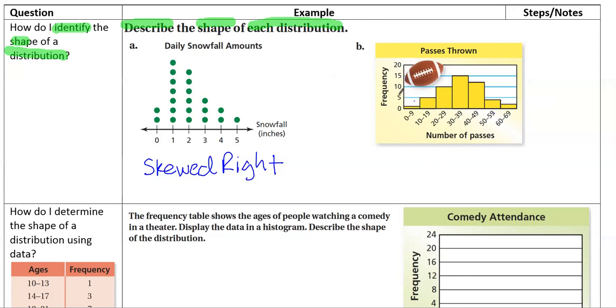What is the shape of this distribution? Because we're supposed to describe the shape. Could I draw a line of symmetry down the middle? And is the left side roughly a reflection of the right side? Yes, it's not perfect, but it's close. It's close enough to say that symmetric is the best description of the shape of the data. So this is a symmetric data set.